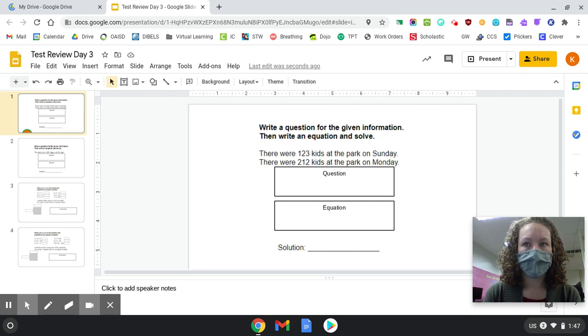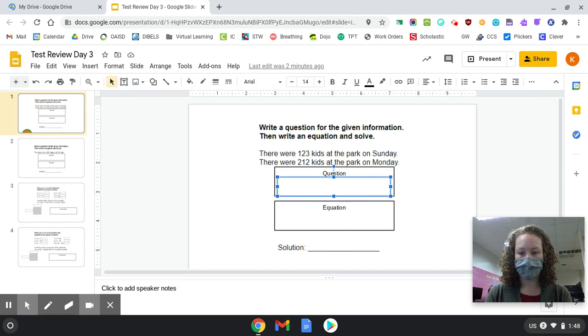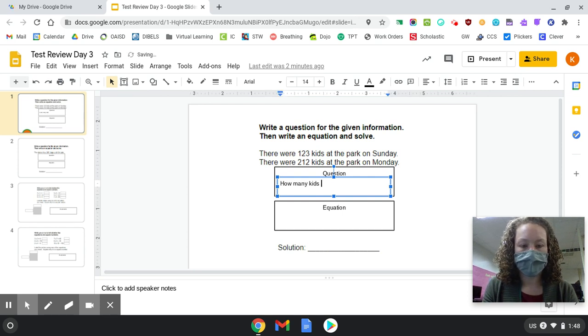There's not just one right answer to this. I could compare the two and say, how many more kids were at the park on Monday than on Sunday? Or I could put all the kids together and say, how many kids were at the park total on Sunday and Monday? I think I'll do that one. So I'm going to write, how many kids were at the park on Sunday and Monday? I'm going to use the word all together. Question mark at the end.